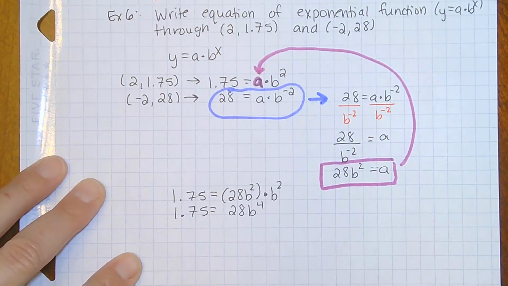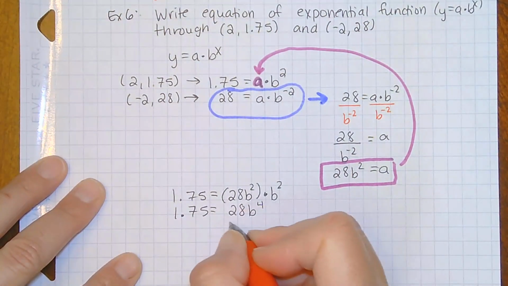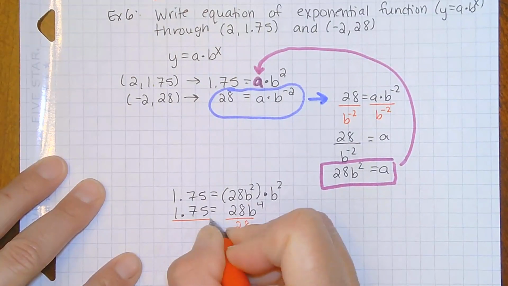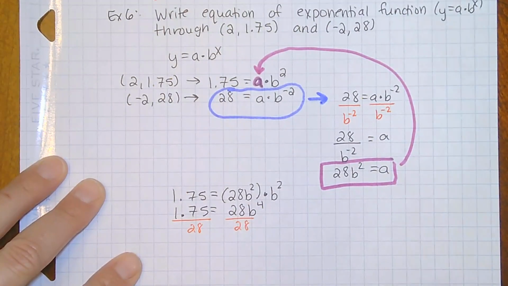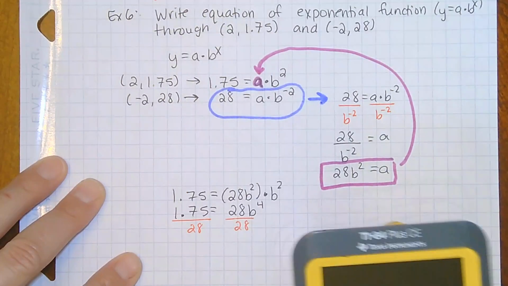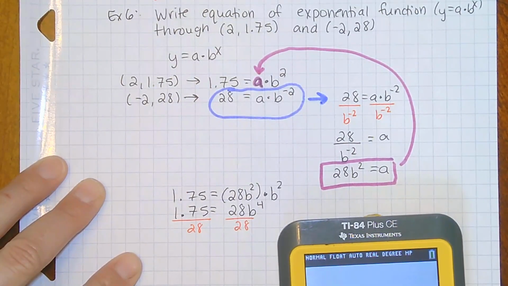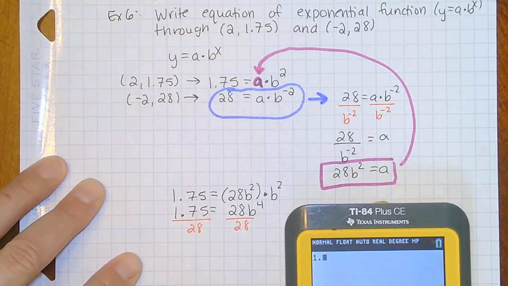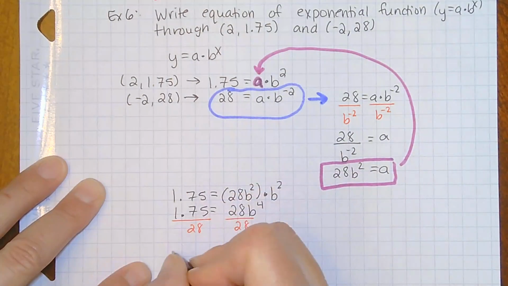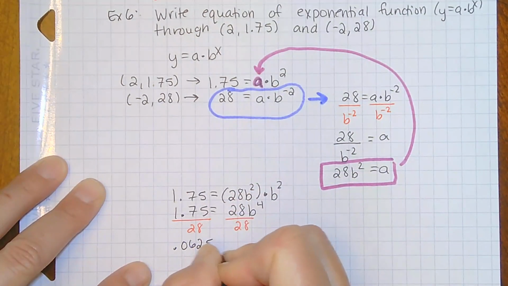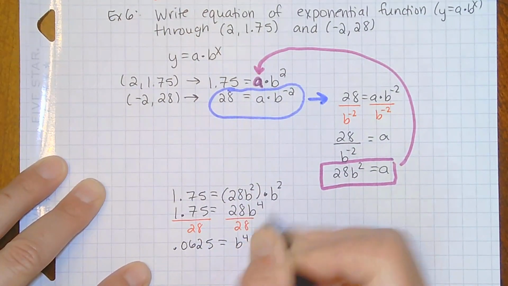And now I'm going to solve this problem. So I'm going to divide both sides by 28, and I get, let's see, on my calculator, 1.75 divided by 28 is 0.0625. So I get 0.0625 is equal to b to the 4th.